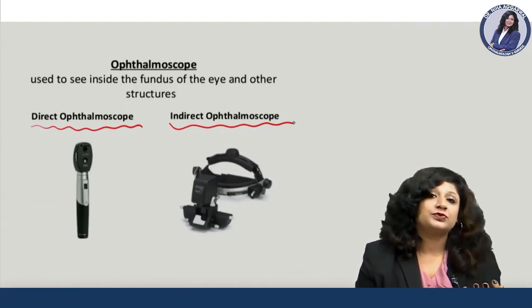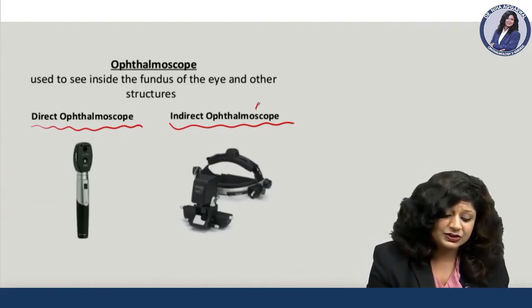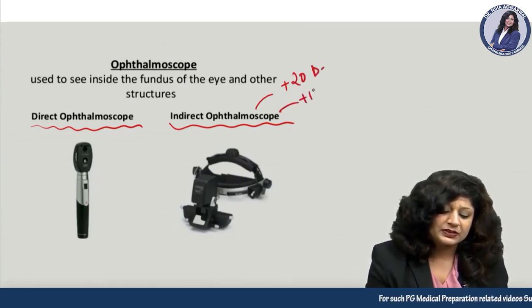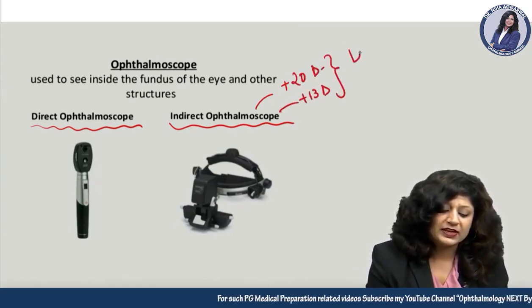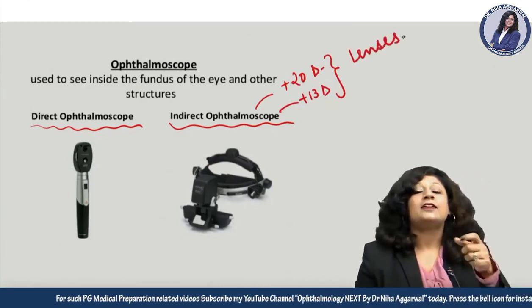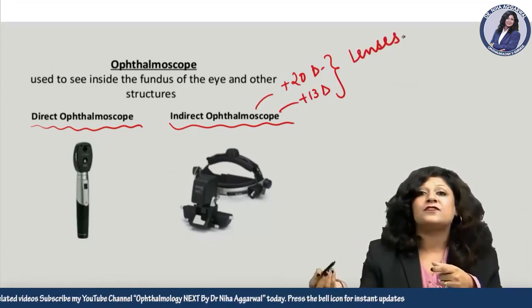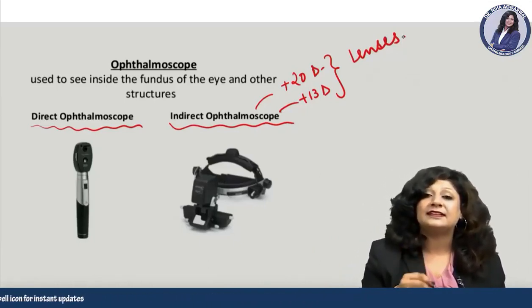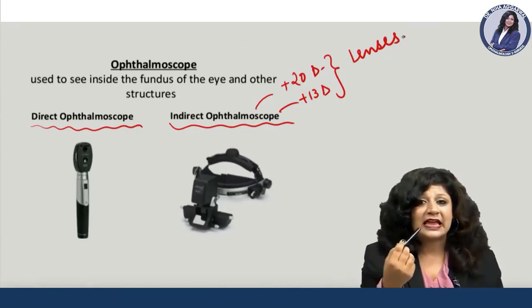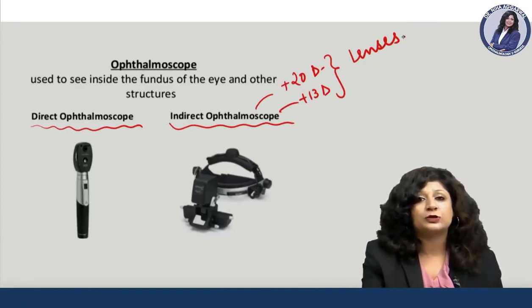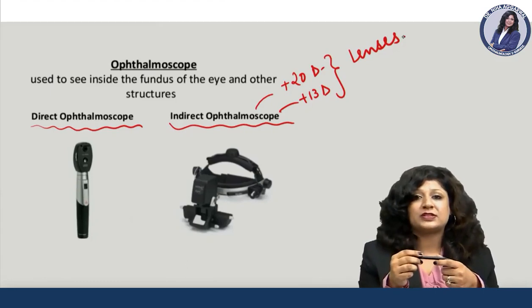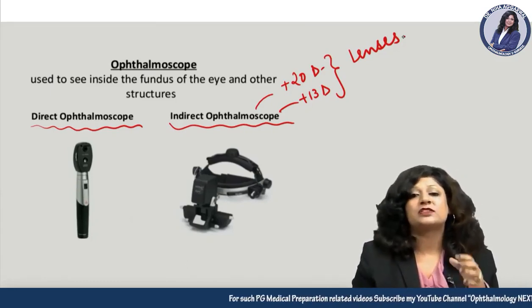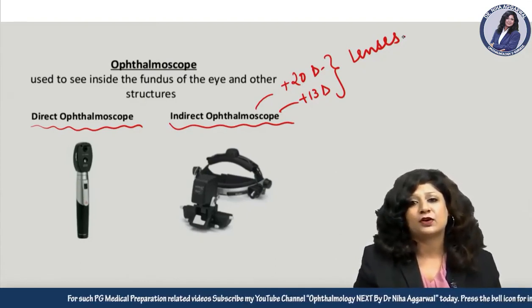Now what are we using here? We are using additional lenses, mainly plus 20 diopter lens or sometimes plus 13 diopter lenses. Over this lens we are visualizing the eye, we are visualizing the pathology indirectly. We are using this headband that will shine the light into the patient's eye, and image formation takes place on this additional lens on which we are seeing the image. Therefore, this is called indirect ophthalmoscope.